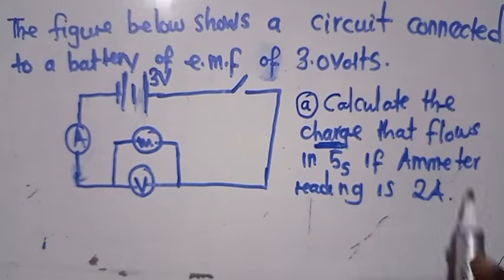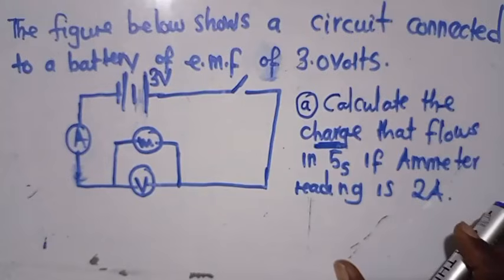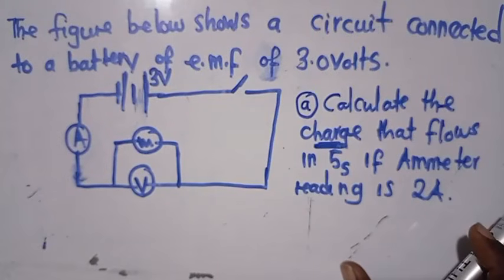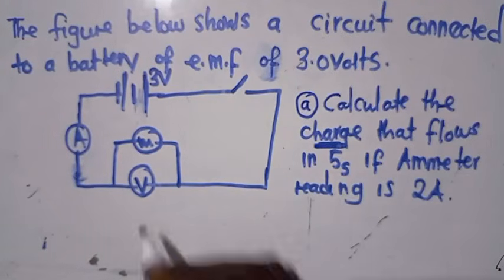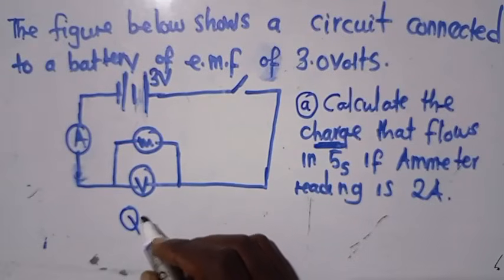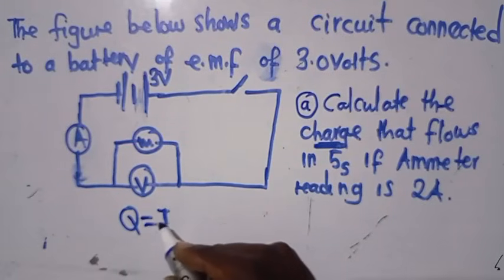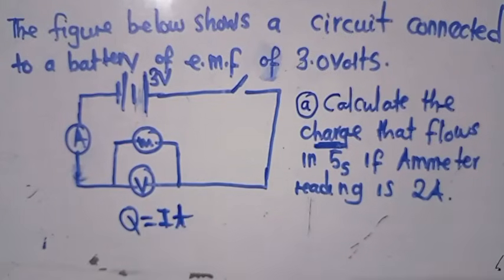So how then do we calculate a question like this? What you need to know and understand is the formula that we get to use. Charge is given by the formula: charge is equal to current times time.